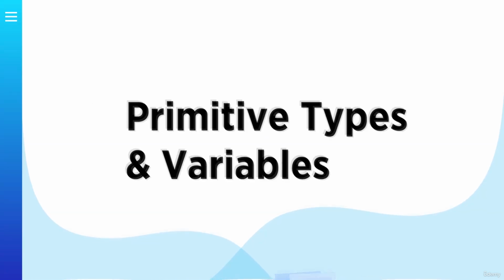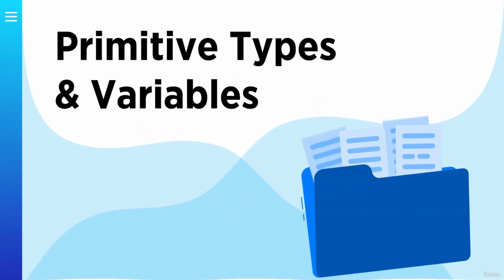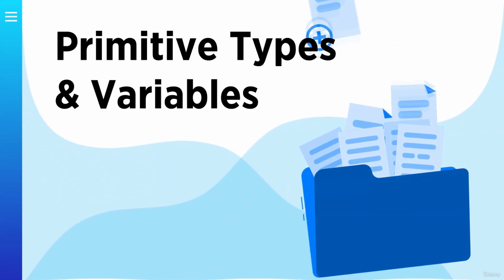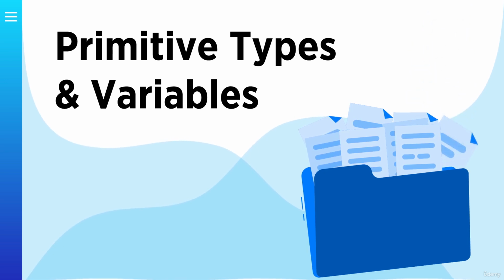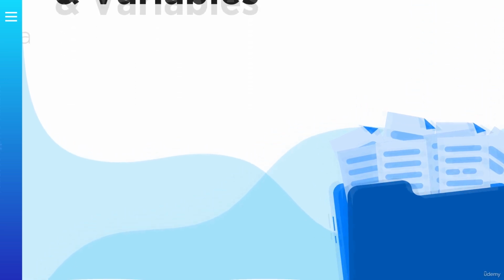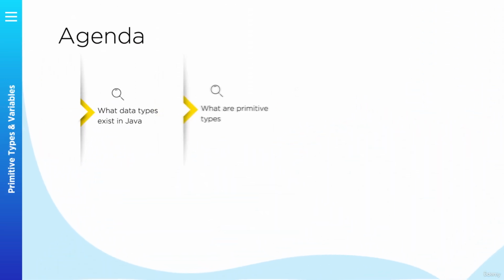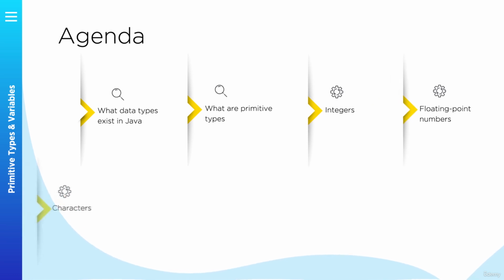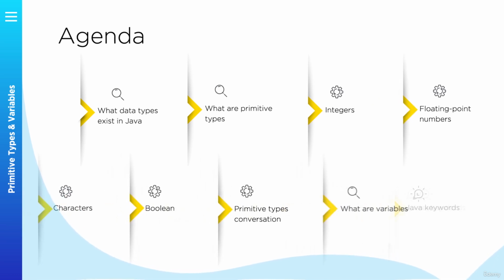Today we have a very important topic. We'll learn how data is stored in Java programs. We'll talk with you in detail about primitive types. Also, we'll discuss what variables are. After this lesson, you will have all the necessary knowledge regarding primitive types to proceed with your Java education.